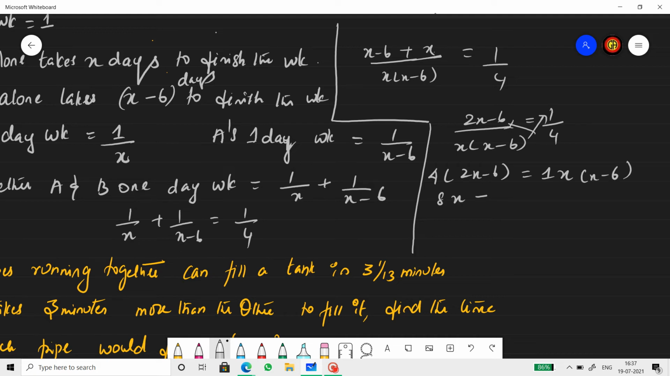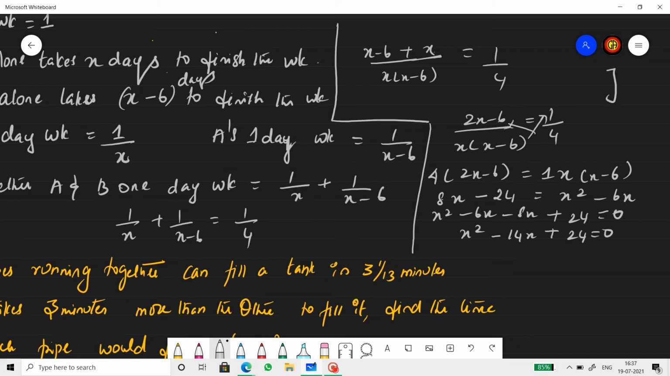So 8X minus 24 equals X square minus 6X. So X square minus 6X minus 8X plus 24 equals 0. So we get X square minus 14X plus 24 equals 0. Now what product is 24 and sum is minus 14? Therefore it is minus 12 and minus 2. Minus 12 into minus 2 is plus 24, and minus 12 minus 2 is minus 14. So this becomes X square minus 12X minus 2X plus 24 equals 0. X times X minus 12 minus 2 times X minus 12. So X minus 12 into X minus 2.